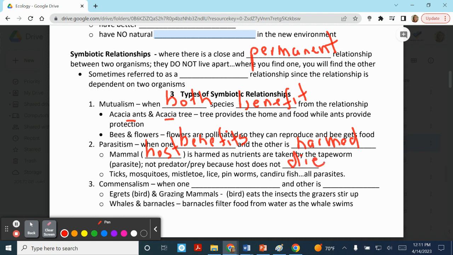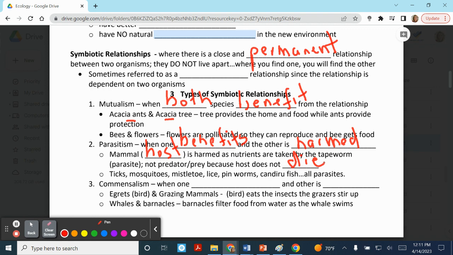So a tick doesn't usually kill its host, it just feeds off of it for a continued period of time. Same with the tapeworm. A tapeworm will live a very long time in its host, taking nutrients, and it usually doesn't kill the host. Now eventually it can, but if you think about it, the best parasites are the ones that do not kill their host, because if the host dies, then the parasite is going to die. So if a mammal has a tapeworm and the mammal dies, then the tapeworm is going to die as well.